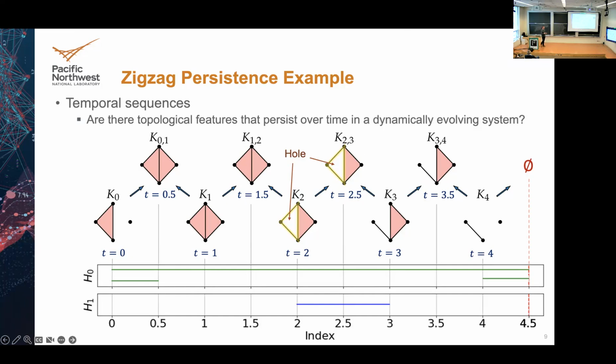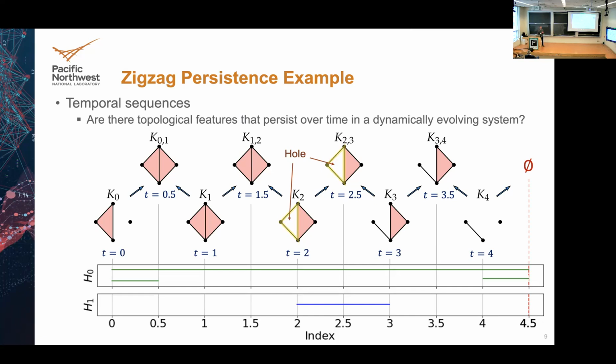And then at the very end, we just make it an empty abstract simplicial complex so that we can kill all the barcodes. They all die at the end. But you can see that now these barcodes capture the changing topology of the sequence of abstract simplicial complexes.